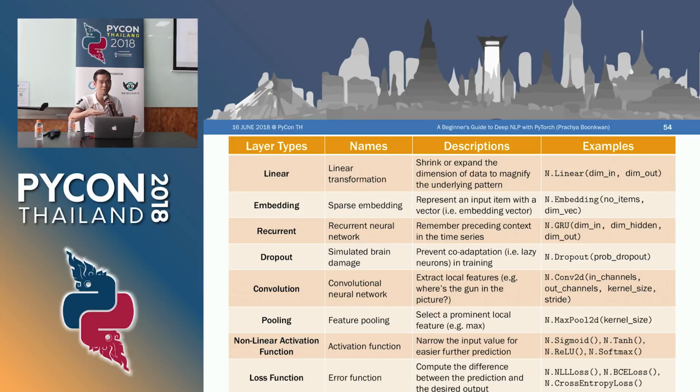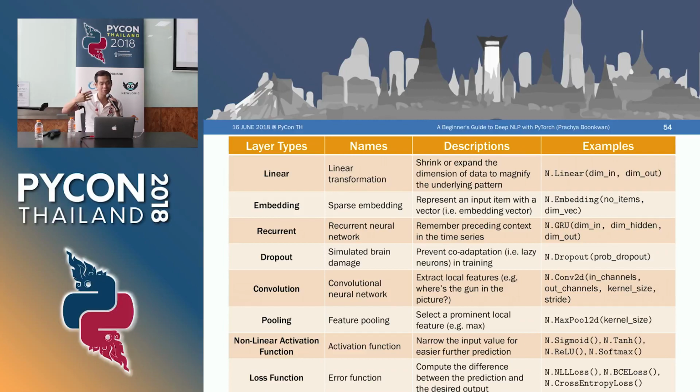And it's capable of doing convolutional neural networks, or CNN. If you're working on image processing, you can also use PyTorch. And there will be a talk on that tomorrow by one of my friends, so don't miss it. CNN extracts local features from the picture, like if you are detecting a gun in the pictures, you're using CNN to detect the gun specifically. Stuff like that. And you can also do feature pooling, like selecting the most prominent local features out of the convolutional neural network, stuff like that.